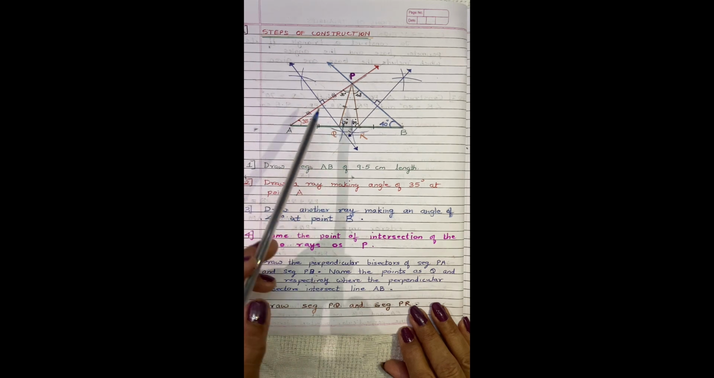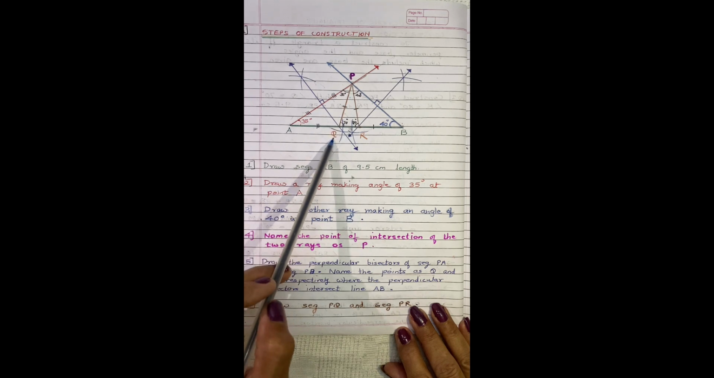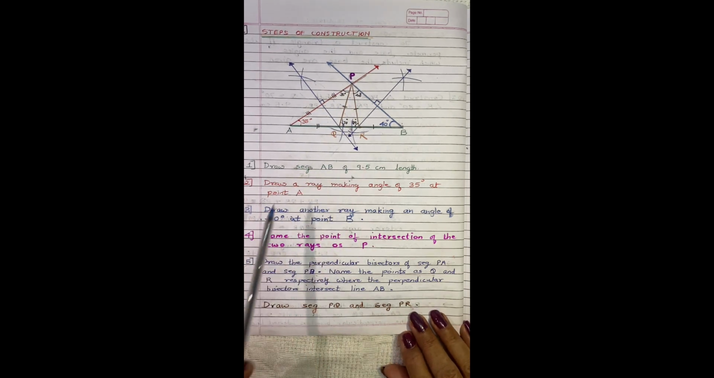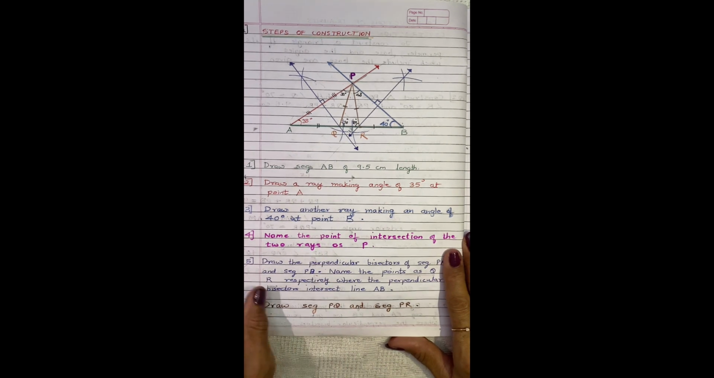Then we can join segments PQ and PR. So this is the required triangle, triangle PQR. Let's come to question number 2.